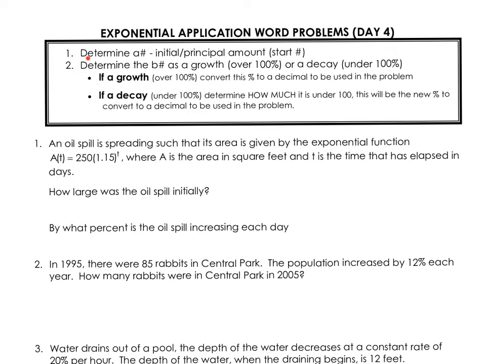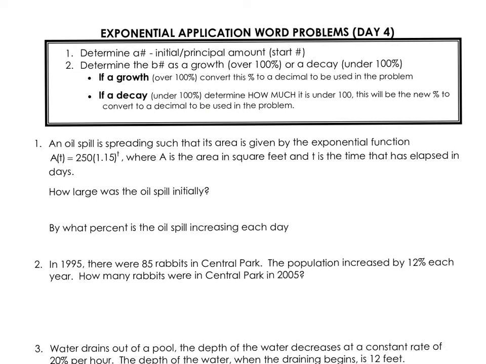So to do this, we'll need to determine the A number, which is your initial or the principal amount. This is how much you're starting off with. Then determine the B number as a growth if it's over 100% or a decay if it's under 100%. If it's a growth, meaning it's over 100%, we'll convert the percent to a decimal to be used in the problem. If a decay under 100%, determine how much it is under 100, and then this will be the new percent that will be converted into a decimal to then be used in the problem. Let's try looking at one together.